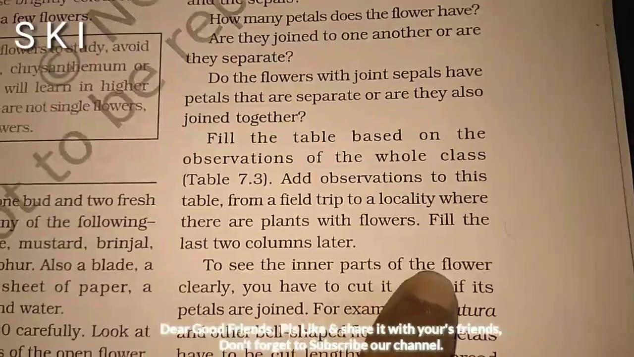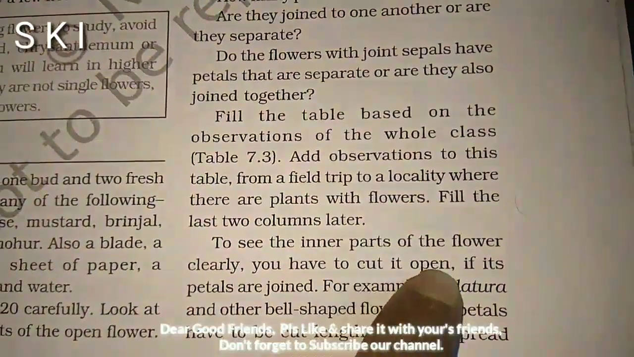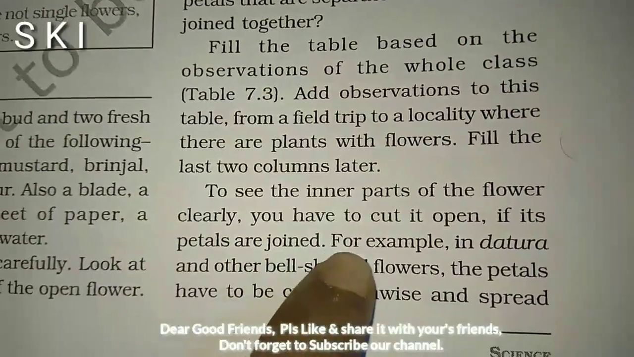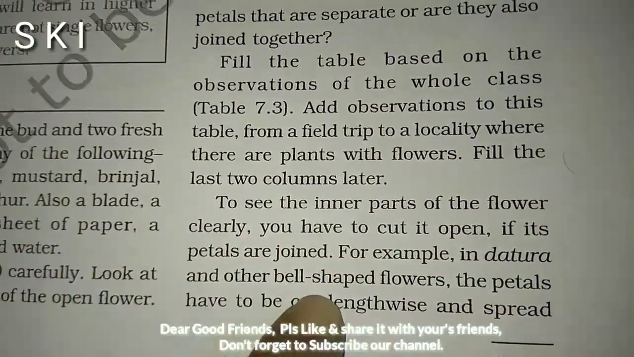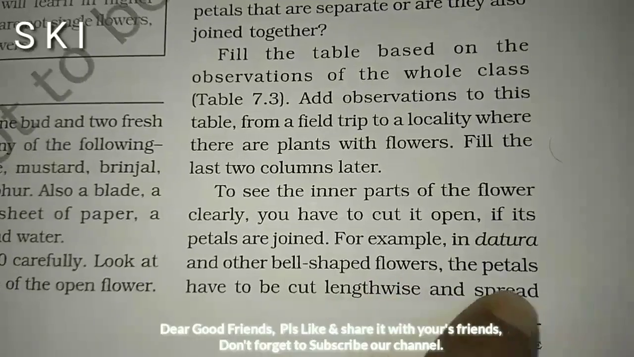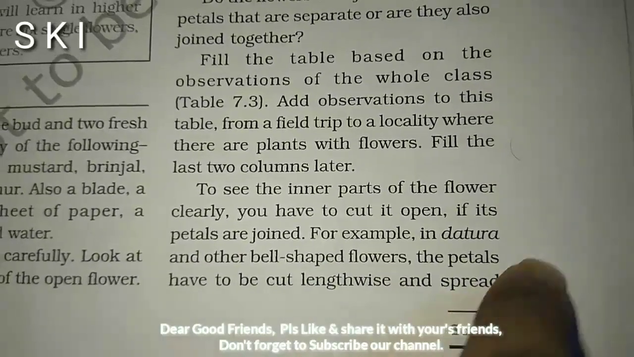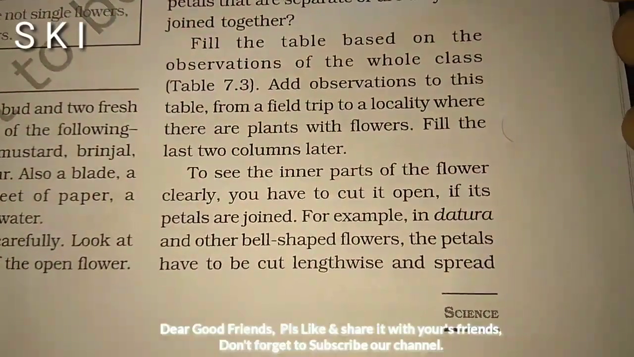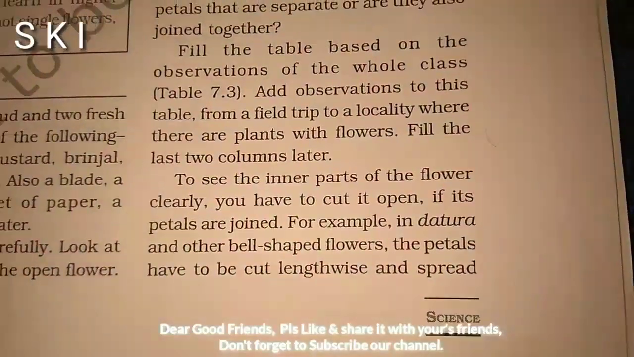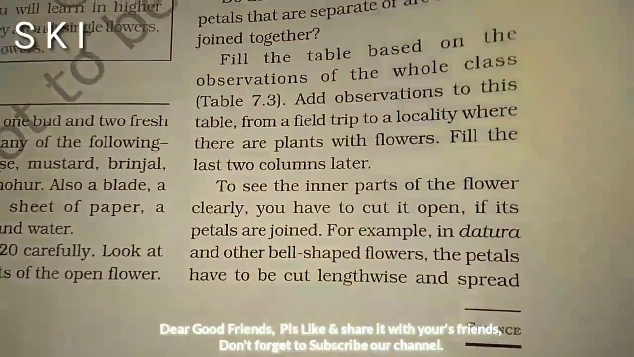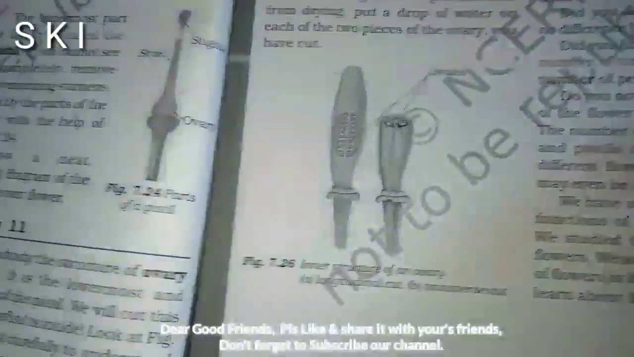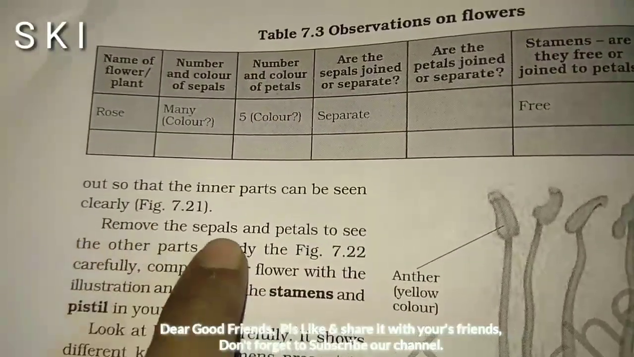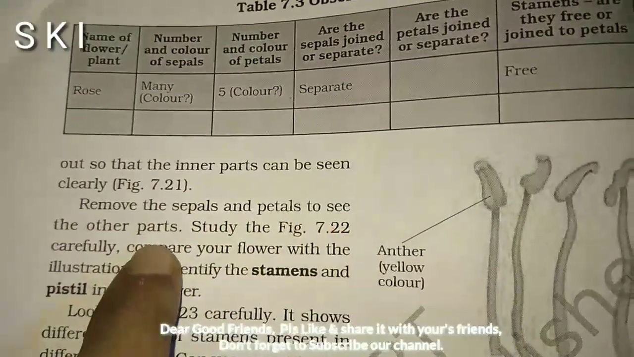To see the inner parts of the flower clearly, you have to cut it open. If its petals are joined, for example in the datura and other bell-shaped flowers, the petals have to be cut lengthwise and spread, so that the inner part can be seen clearly. Remove the sepals and petals to see the other parts.